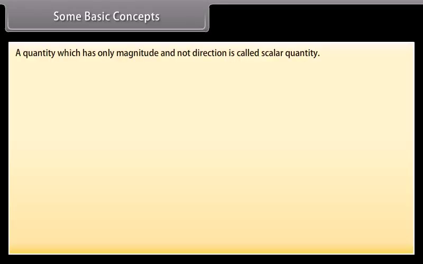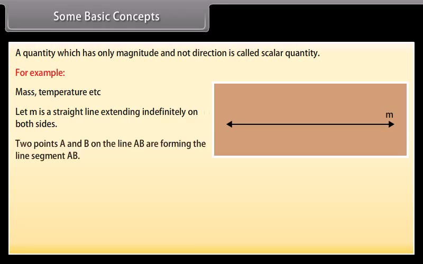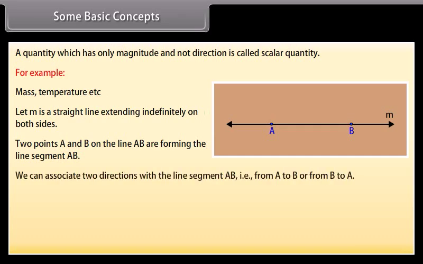Some basic concepts. A quantity which has only magnitude and not direction is called scalar quantity. For example, mass, temperature, etc. Let M be a straight line extending indefinitely on both sides. Two points A and B on the line AB are forming the line segment AB. We can associate two directions with the line segment AB, that is from A to B or from B to A.